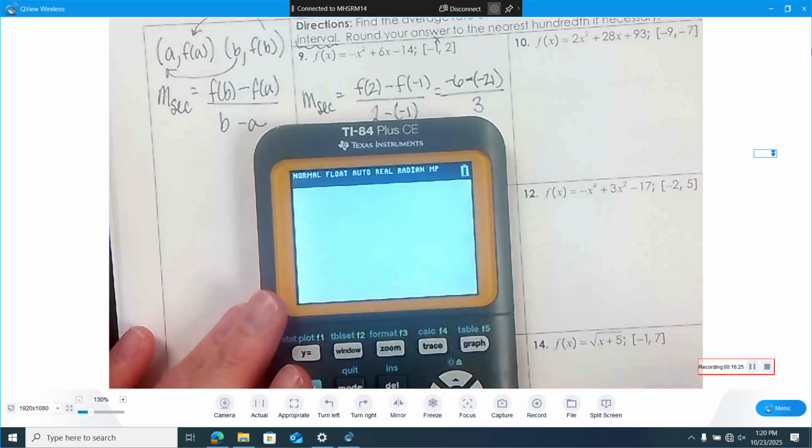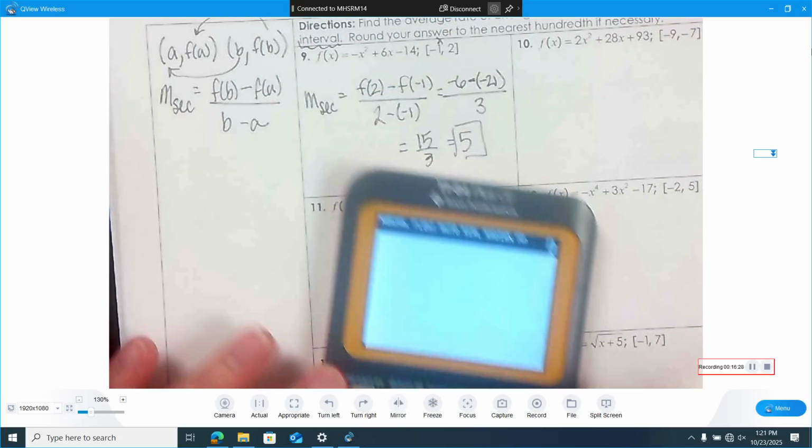You looked at the table? Yeah, absolutely you can use the table. Absolutely you can use the table.